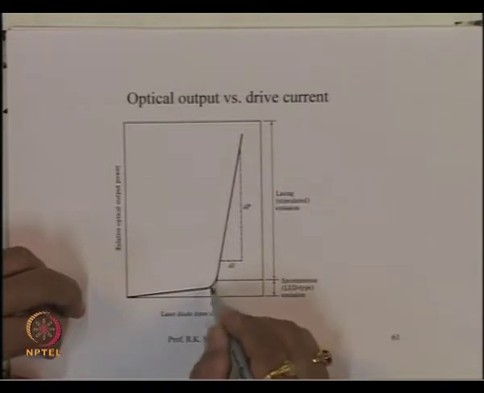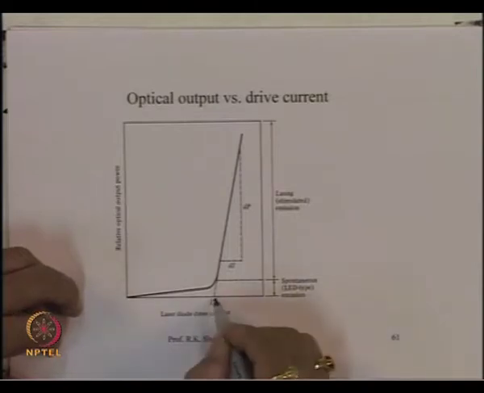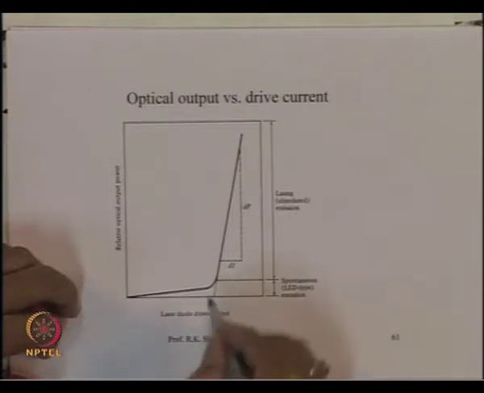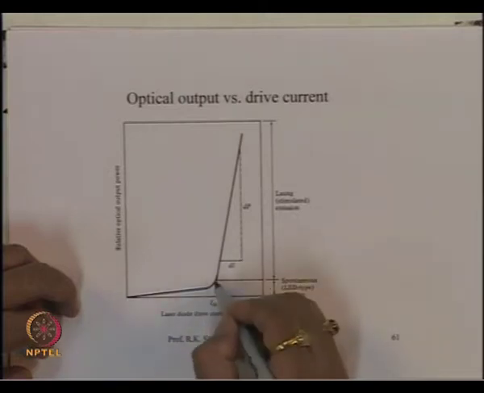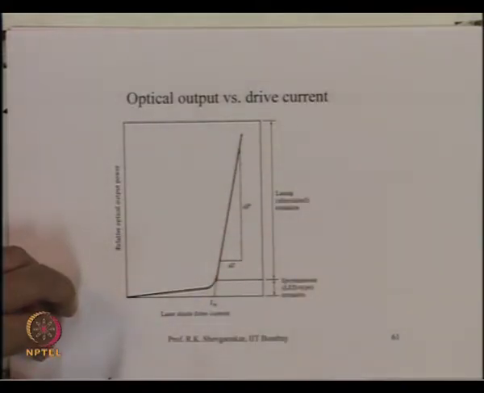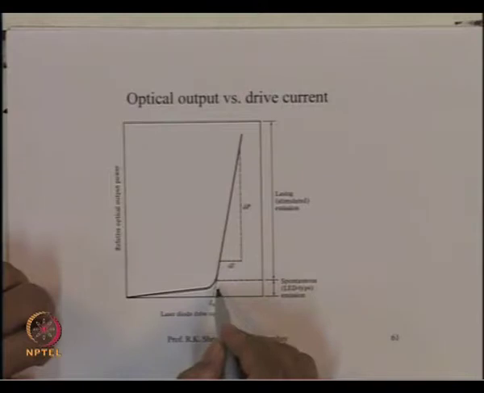Once you reach a certain threshold current, beyond which the stimulated process overcomes the losses inside the device, suddenly the lasing action will start, the stimulated process will dominate, and then you will have a large efficiency inside the device. That means, even for a small change in the current, you will have a very large change in the output of the optical signal. So, a laser diode has a typical characteristic which almost breaks at this current, which is what is called the threshold current.